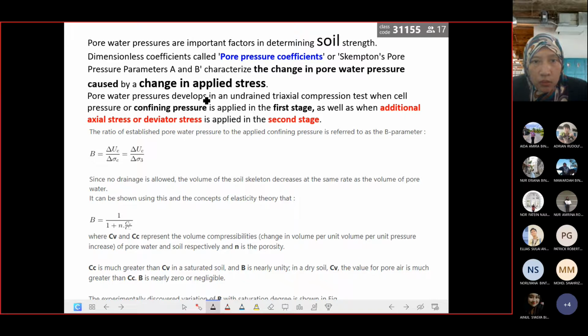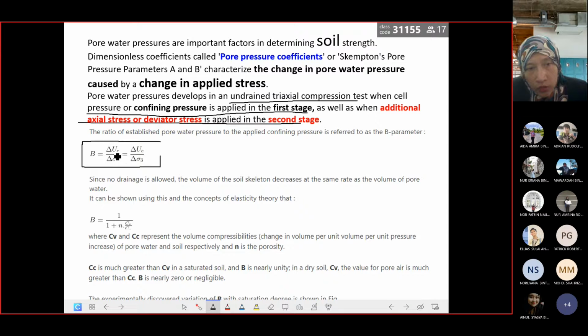So, yang ni pun sama you boleh nampak in, for example, in undrained triaxial compression test, the cell confining pressure is applied in the first stage, the additional axial or deviatoric stress is applied in the second stage. The first parameter here is B. B ni terhasil daripada ratio of pore water pressure to the applied confining pressure. So bila you kaitkan dia punya relations from here is the changes in the pore pressure to the changes in the confining stress. So the B can also be related to the coefficients of CV dan juga CC.